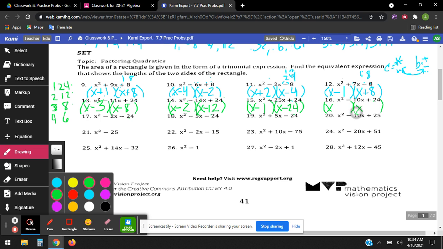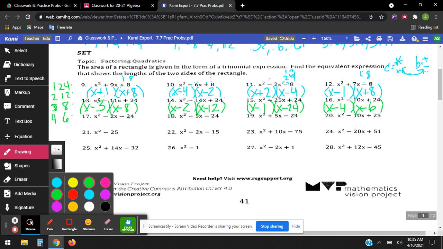Feel free to pause this and try them on your own first, especially with all these 24s. There's a whole bunch to do together. Okay, here, it's positive C, but a negative B, so these are both negative. Which two add to get 10? 6 and 4 do. We haven't used those yet. So 4 and 6 add to get 10, 4 and 6 times to get 20.